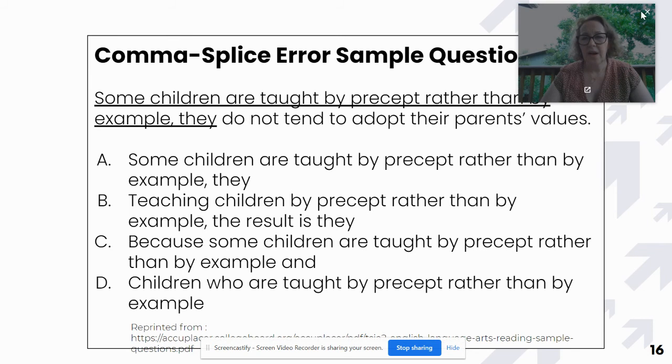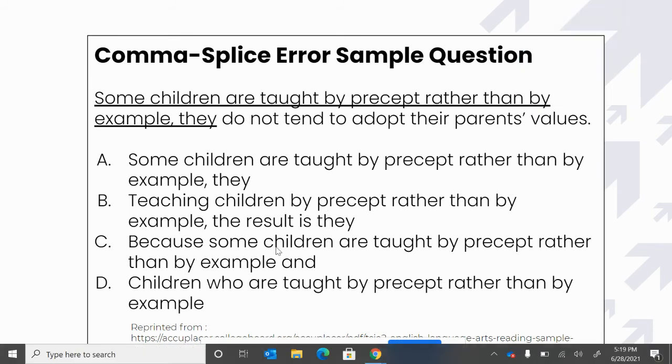Okay, this is the way a comma splice error question is going to look like on the TSI. This is the editing questions where a portion of the sentence is underlined and the students have to decide whether or not they want to revise it. Now, if they don't want to revise it, they're always going to pick choice A. So if you look at choice A, that's what no change means.